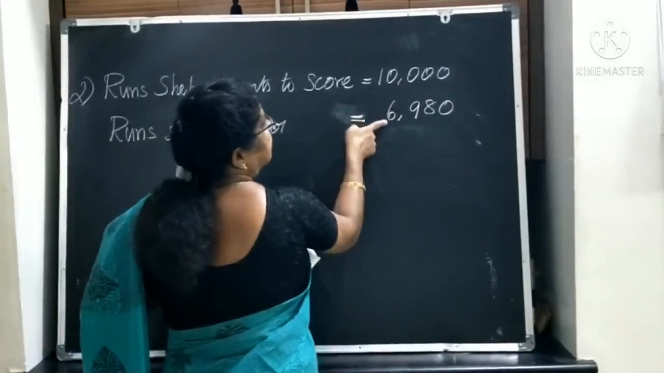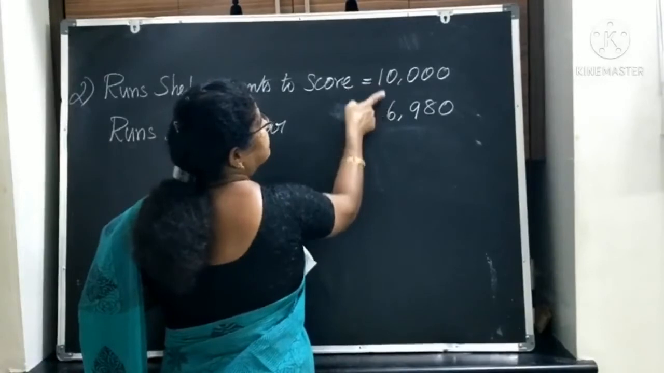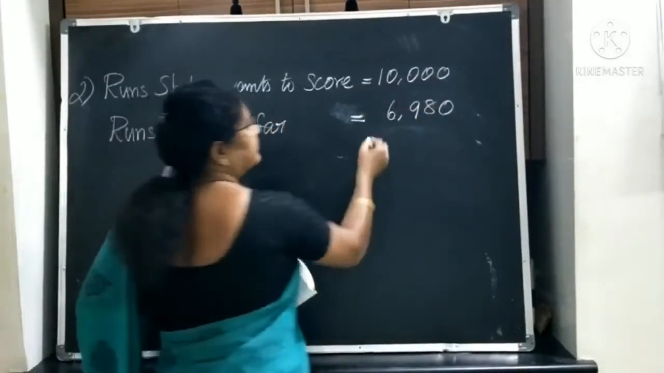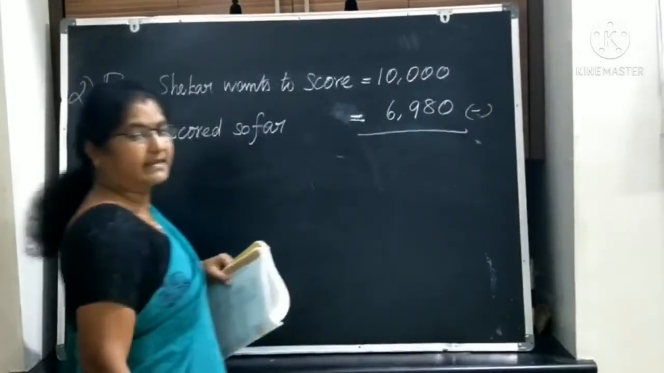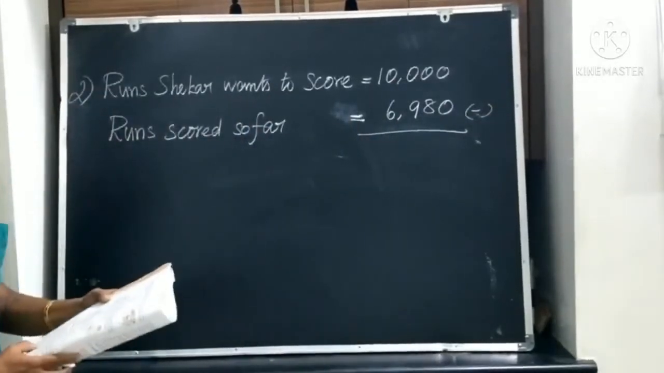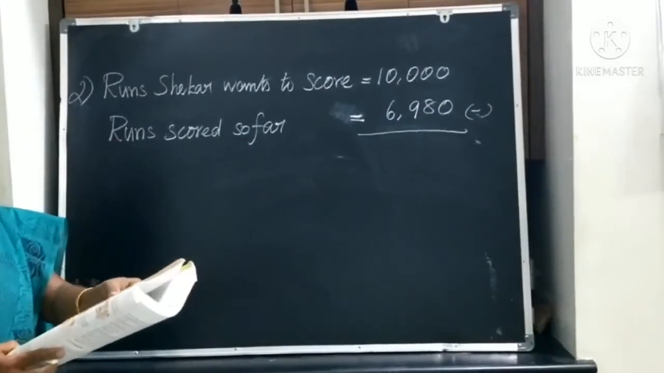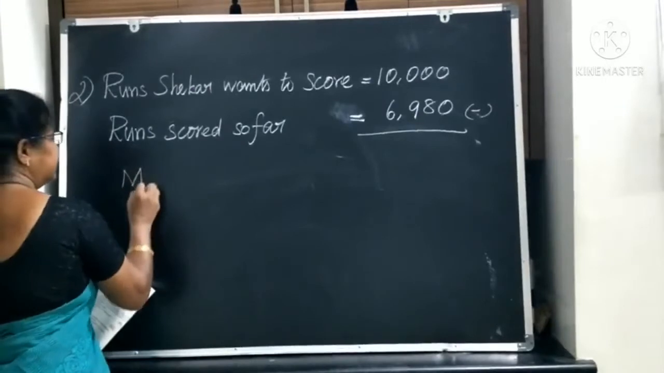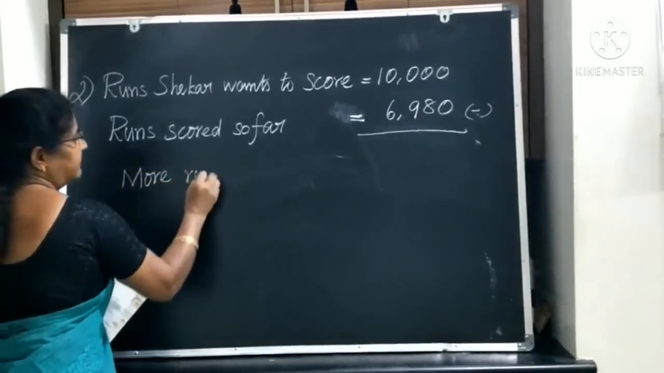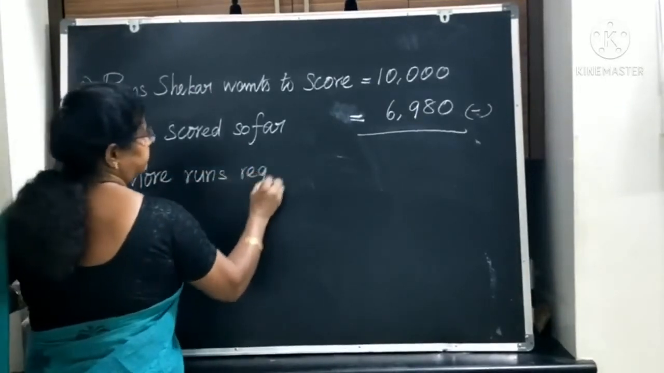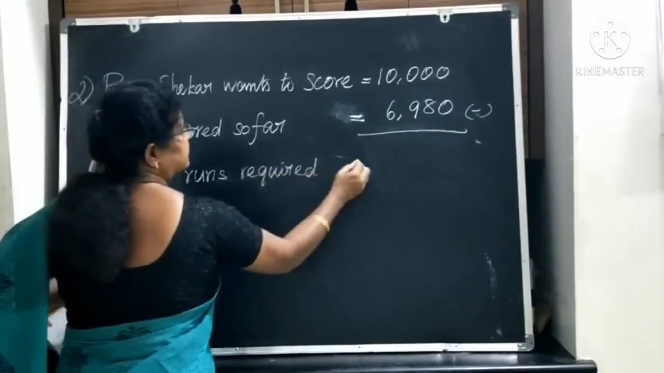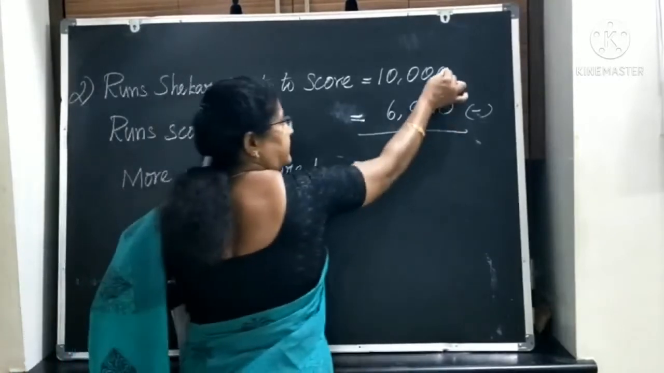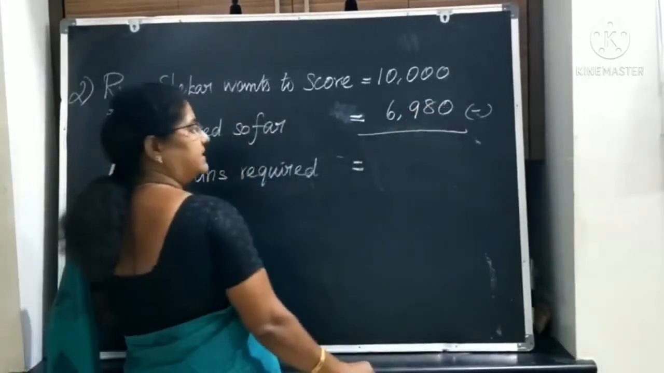We need to write column-wise according to the place value. This is 10,000. Here the question number is 6,980, under thousands place, hundreds place, tens place, ones place. Now we have to subtract to get the answer. How many more runs does he need? So more runs he needs, or more runs required. Required means need. What to do? Subtract the digits.